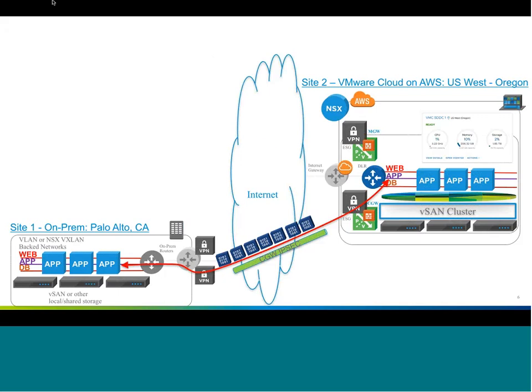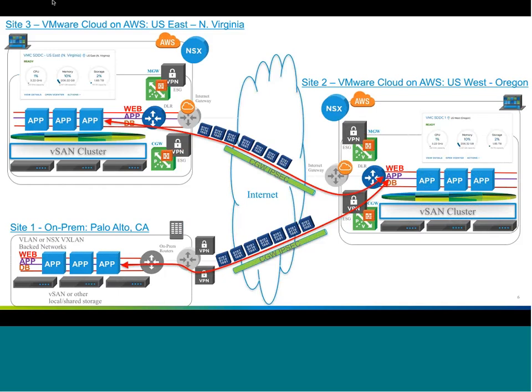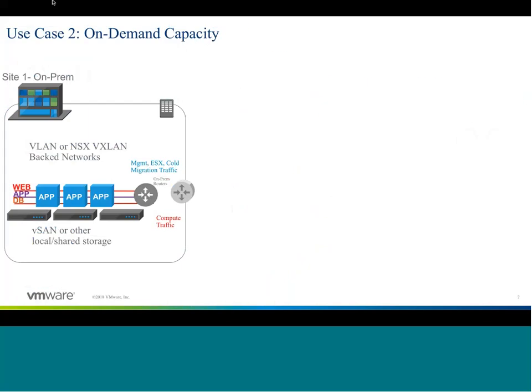Another benefit here is you can instantly get a global reach. So you can deploy an SDDC; here my on-prem is in Palo Alto. I deploy one SDDC in US West Oregon, another in US East Northern Virginia. I can deploy SDDCs in London or Sydney or many of the locations we already have, and we're constantly expanding, right? So that's data center extension.